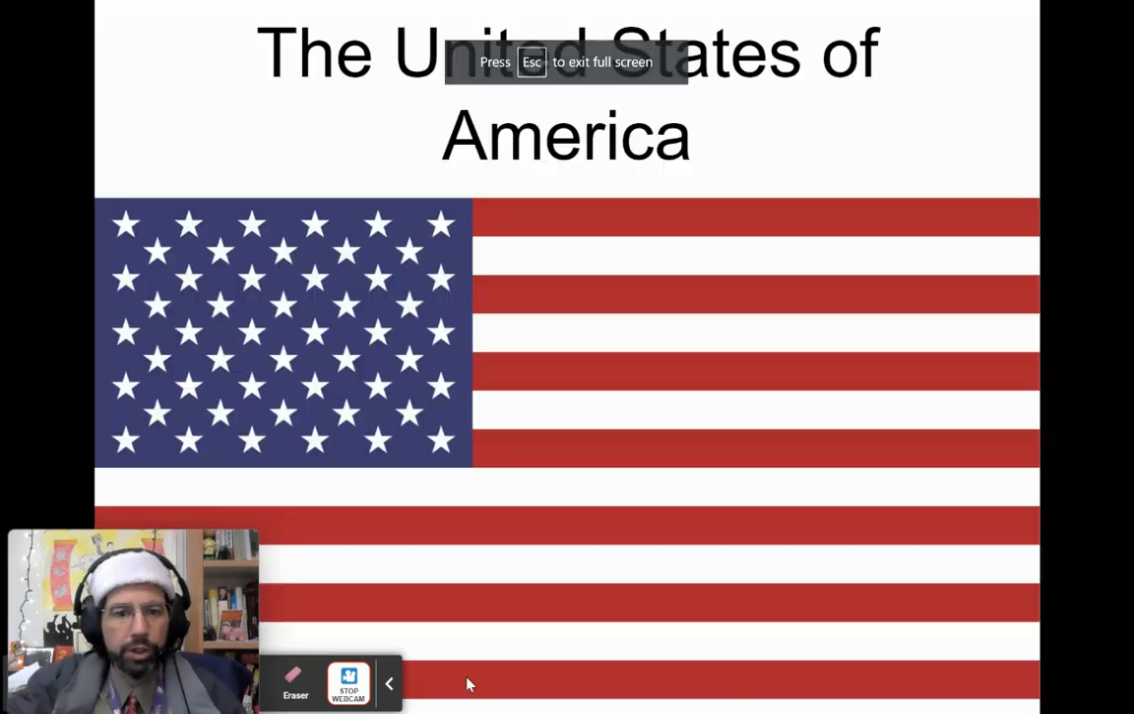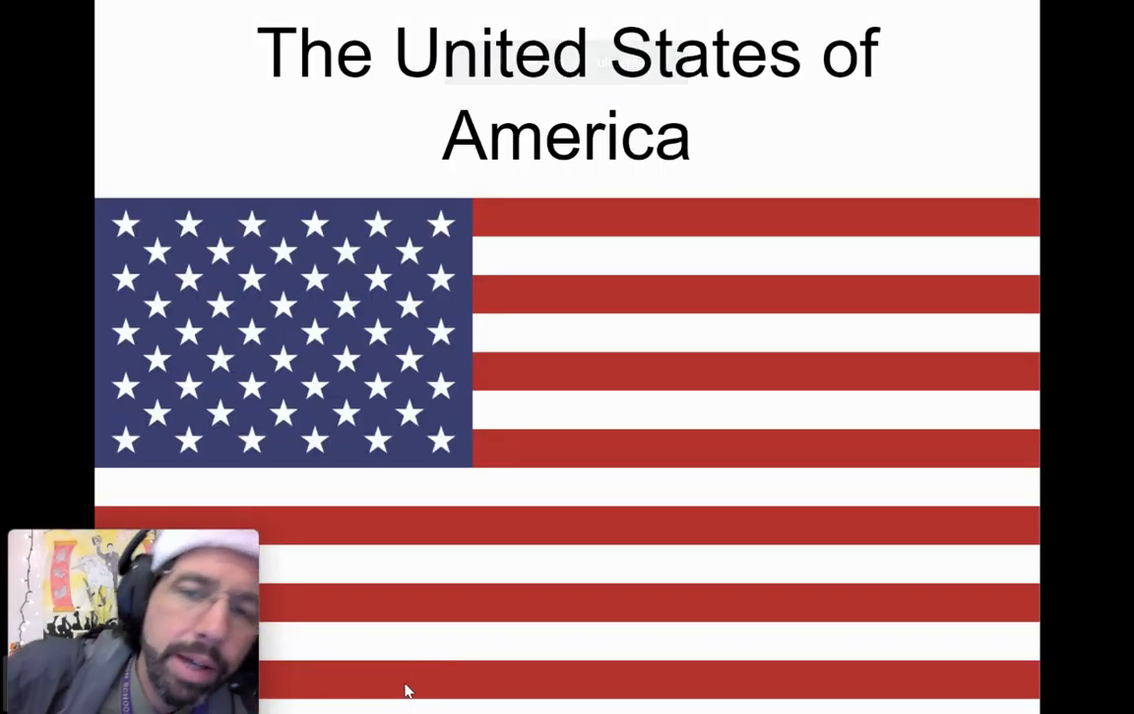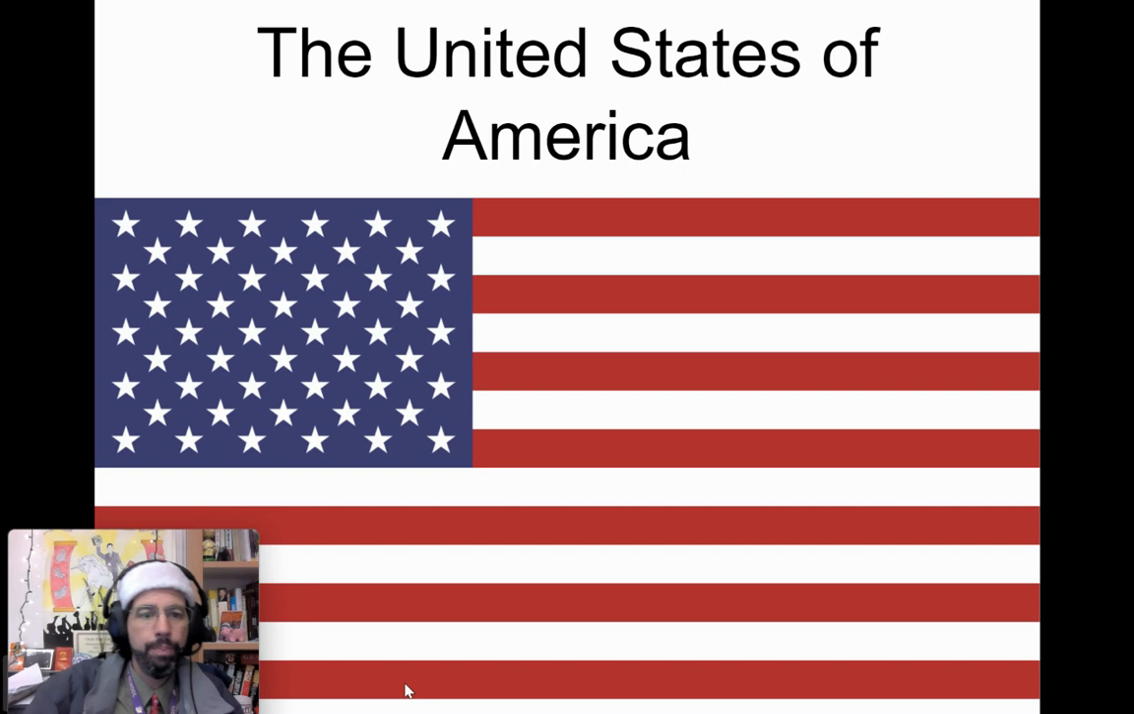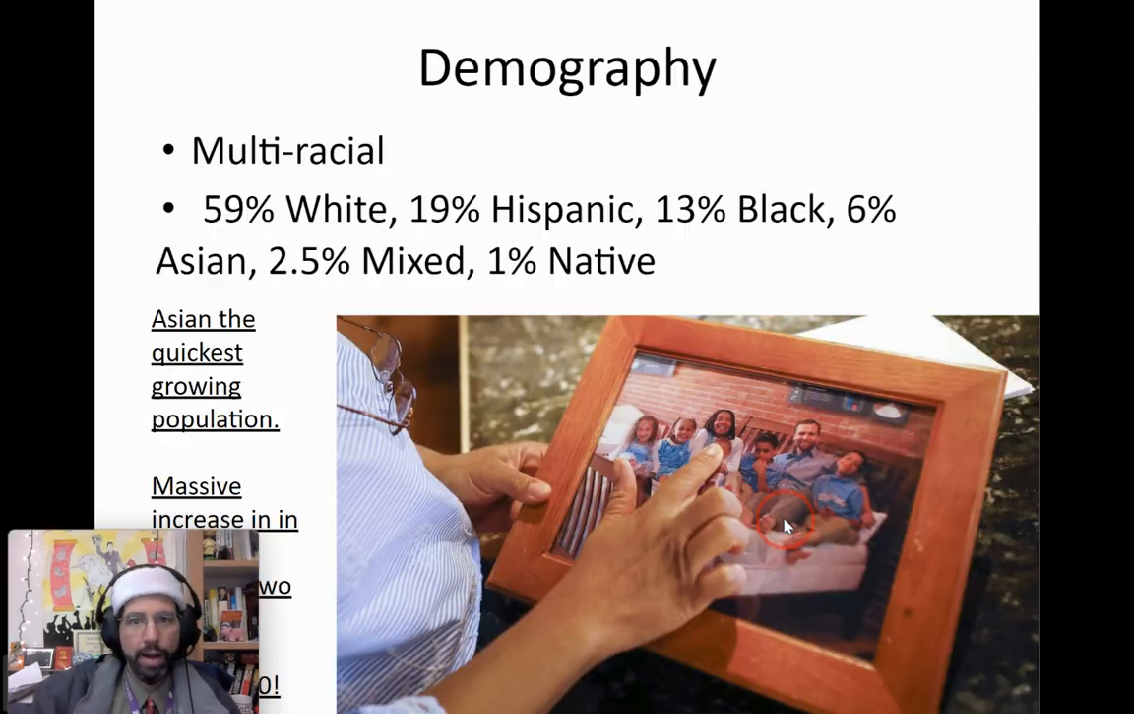Okay, ladies and gentlemen, let's talk about the one country that is not on the AP exam. That is the United States of America. The flag of the United States has 50 stars, which represent the 50 states, and 13 stripes, which represent the 13 colonies. Blue represents justice. White represents innocence and purity. Red represents strength and courage and sacrifice.